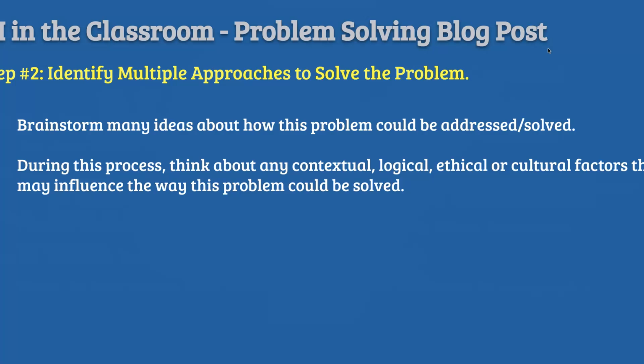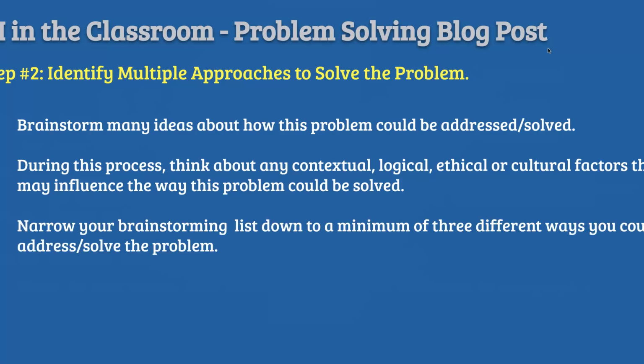During the time you're doing this, though, some things to think about. Think about some contextual, logical, ethical, or cultural factors that could influence the way the problem could be solved. Now, you know that there's some ethical considerations with AI. That's kind of one of the big things to talk about. So this is where you'd think about this type of information.